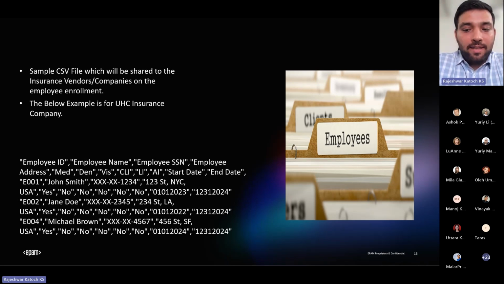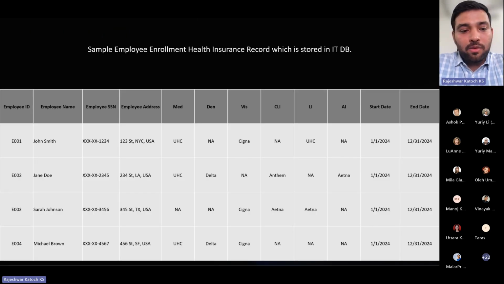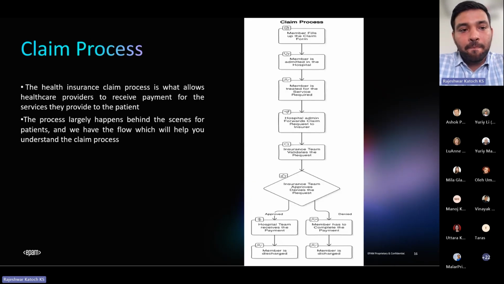So this is one of the examples where, if you see in the previous slide I was sharing, the data is stored in the IT company. So every week, it's up to the company, right? They may want the data on a weekly, bi-weekly, or monthly basis. So the IT system has a process where they send the data to the insurance company based on their needs. So this data is transferred to the insurance companies.